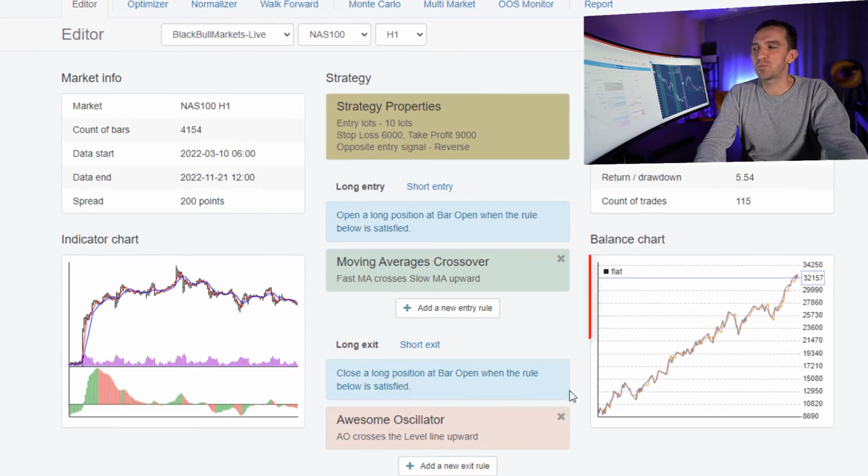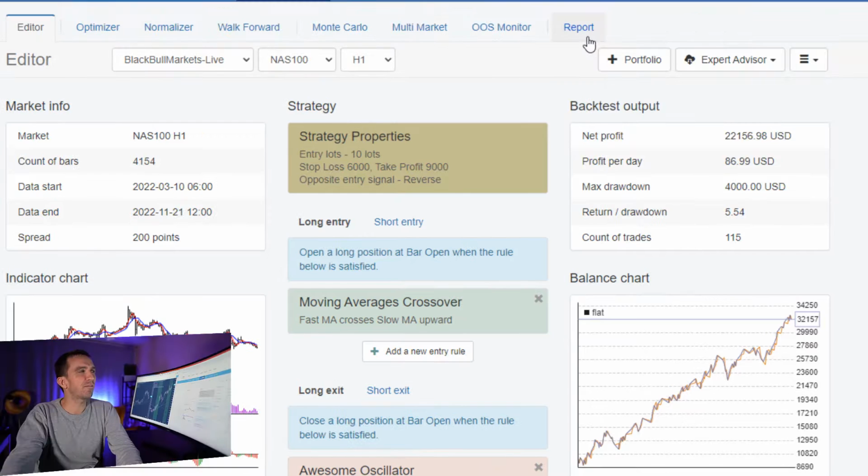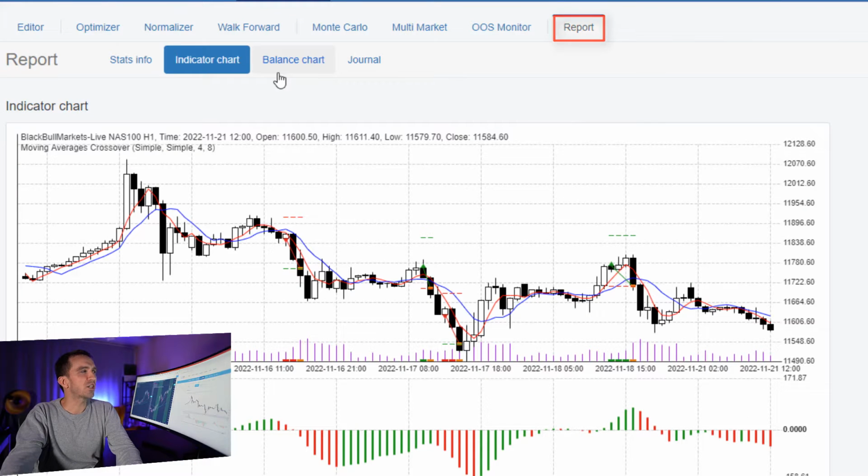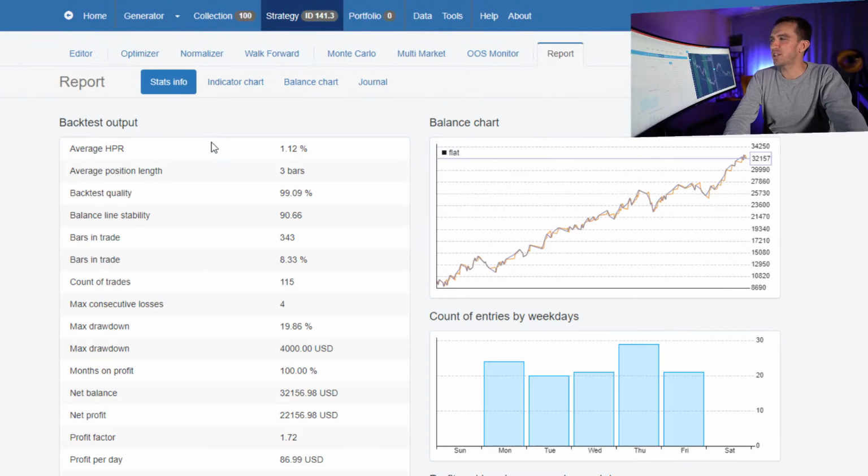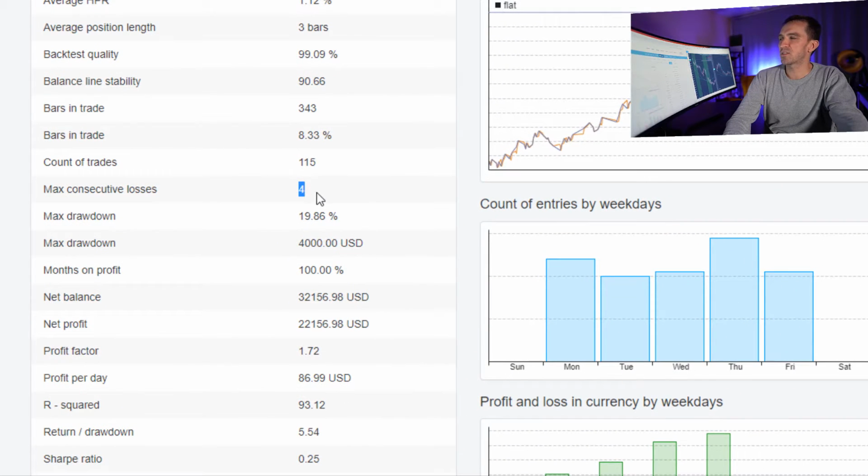Now the balance chart with the strategy is really stable for the last 6 months. On EA Studio, you will see a very similar thing on MetaTrader. And if I go to the report and I show you the stats information, you will see that this strategy is not that active. You will have an open trade about 8-9% of the time it was tested, 115 times, and we have maximum consecutive losses of 4, which is pretty good.